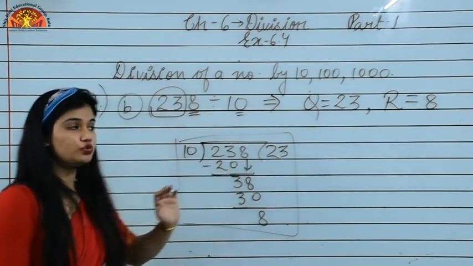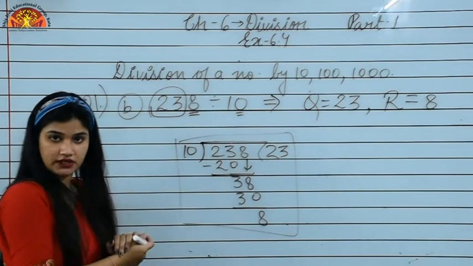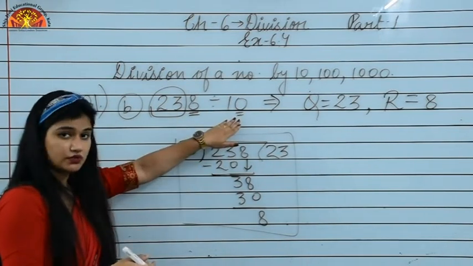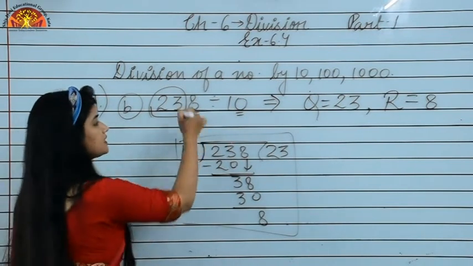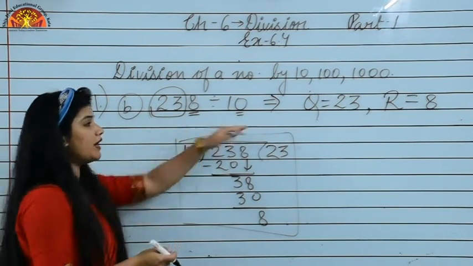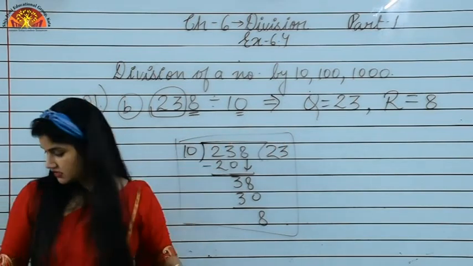So this is the short method when you are dividing a number by 10, 100 and 1000. What you have to do, you have to observe the zero given in the divisor. Divisor में जो आपको zero given है, आप उसको observe करोगे. And we have one zero, it means the last digit will be remainder and the remaining part will be quotient. Simple.